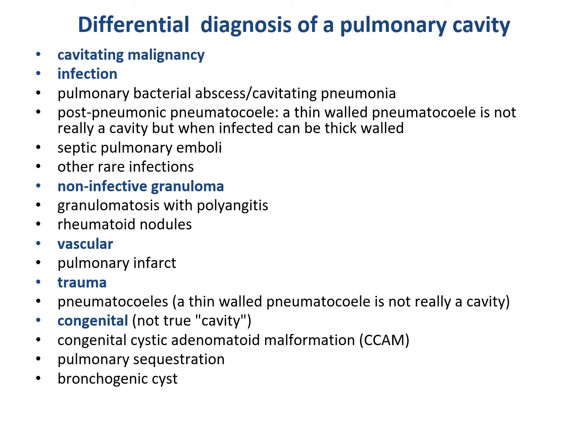Cavitating malignancy, infections, pulmonary bacterial abscess, cavitating pneumonia, post-pneumonic pneumatocele. A thin-walled pneumatocele is not really a cavity, but when infected, can be thick-walled. Septic pulmonary emboli, other rare infections. Non-infective granuloma, granulomatosis with polyangiitis, rheumatoid nodules, vascular pulmonary infarct, trauma, pneumatocele, congenital, not true cavity, congenital cystic adenomatoid malformation, pulmonary sequestration, bronchogenic cysts.